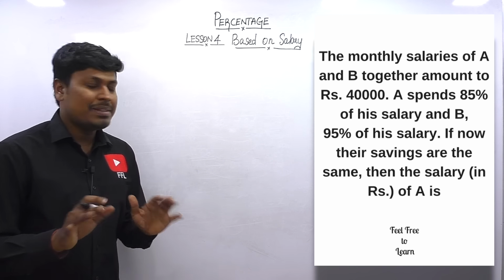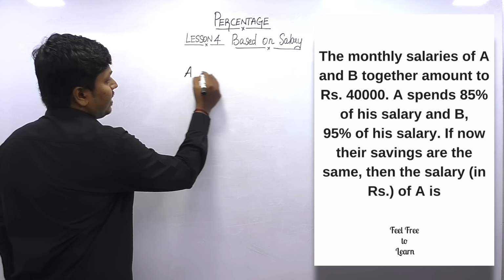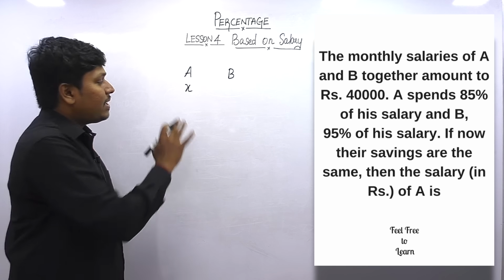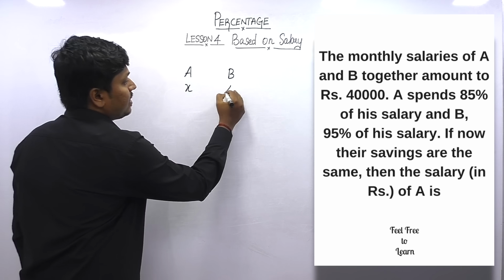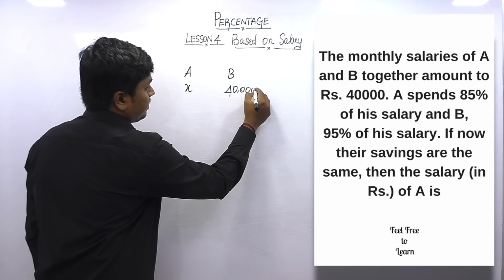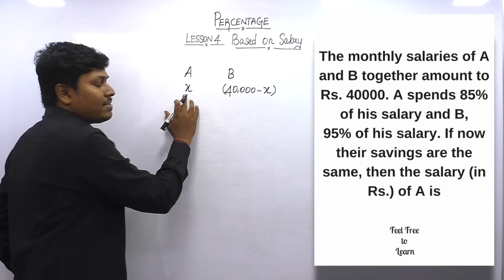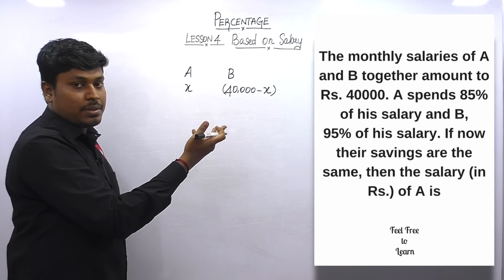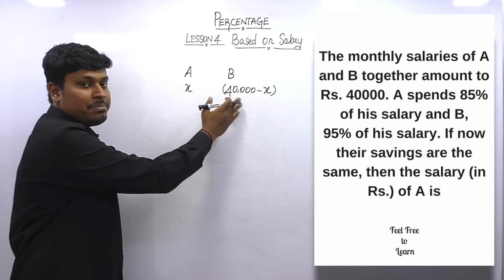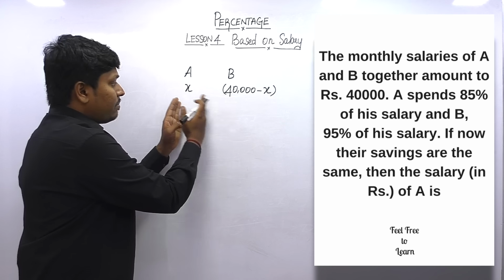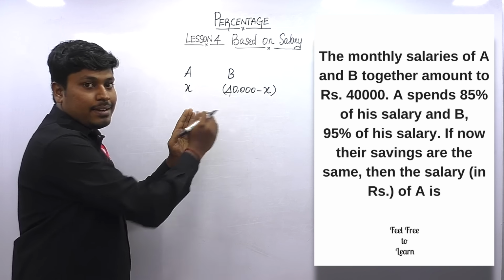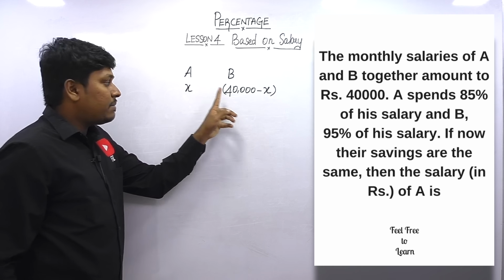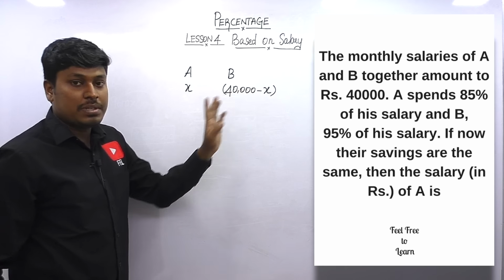So listen here, simplest question. Let me do one thing. We can fix the salary of A as X. We don't know the salary of A, so let me fix this as X, and B's salary will be 40,000 minus X. So you got this logic, right? If A is 10,000, then B will be 30,000. If A is 20,000, B will be 20,000. Or if A is 30,000, B will be 10,000. Got it? Whatever they are, when you add both salaries, the result should be 40,000. So we are fixing A's salary as X, and the remaining salary will be B's, which is 40,000 minus X.